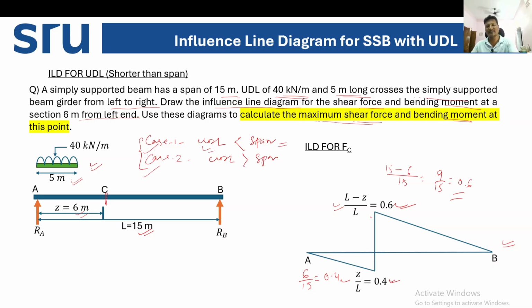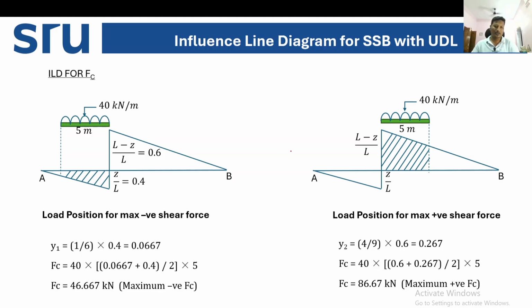So we'll see how we can apply this UDL in this influence line diagram and calculate the maximum shear force. As it has a negative side and a positive side, we'll have a maximum negative shear force and a maximum positive shear force. Now imagine the UDL is traveling from left to right.